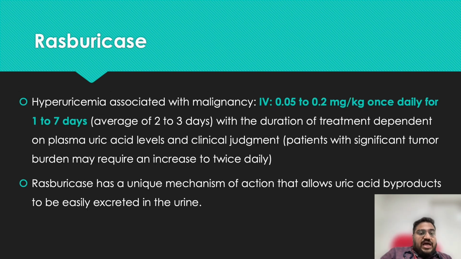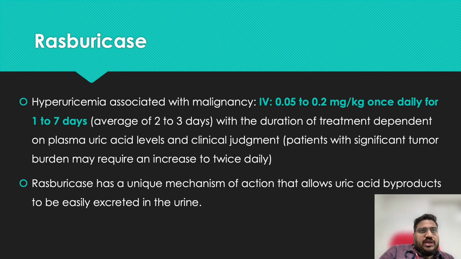And there is another drug called Rasburicase, which is indicated when you have hyperuricemia associated with malignancy. You have to give it IV, 0.05 to 0.2 milligram per kilogram once daily for 1 to 7 days. So an average of 2 to 3 days you need to give. The duration of treatment depends upon the plasma uric acid level, if the level is very high, like 15, 20, 30.